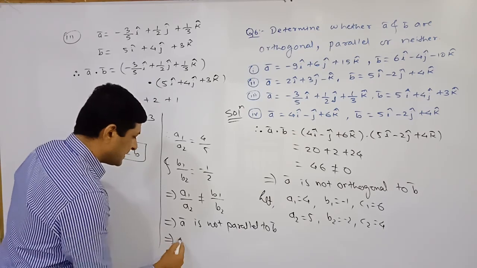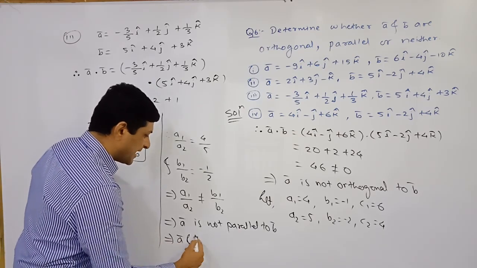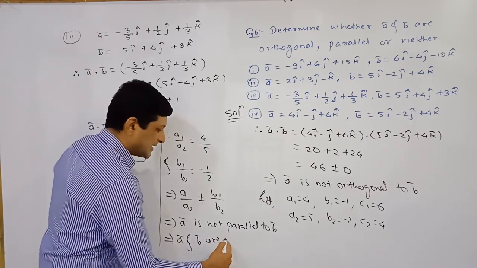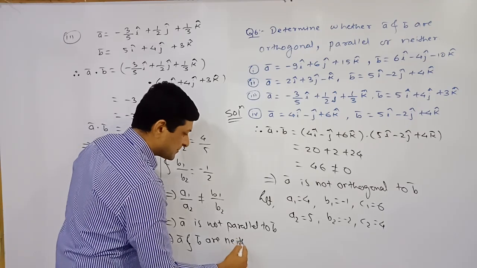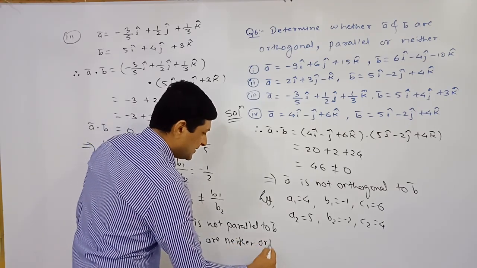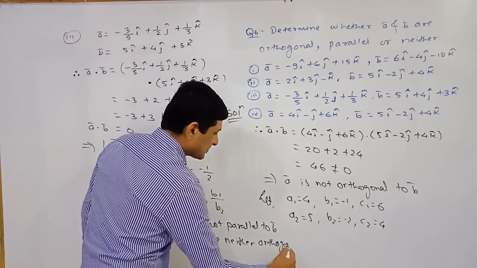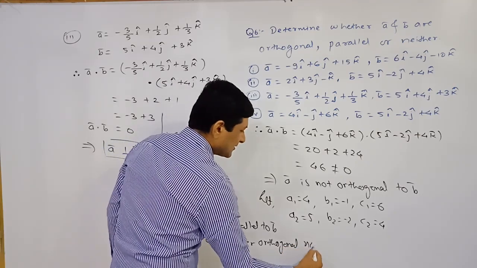So this implies that A bar and B bar are neither orthogonal nor parallel.